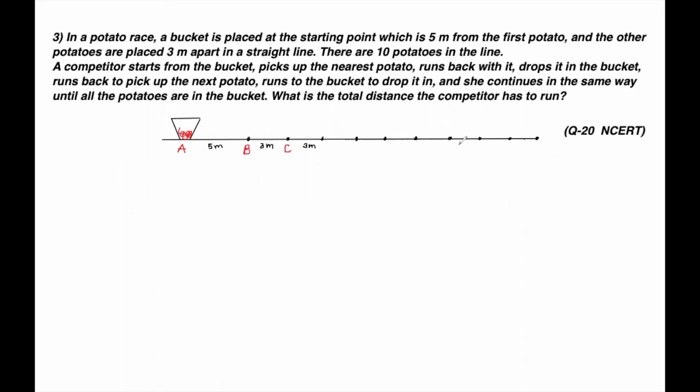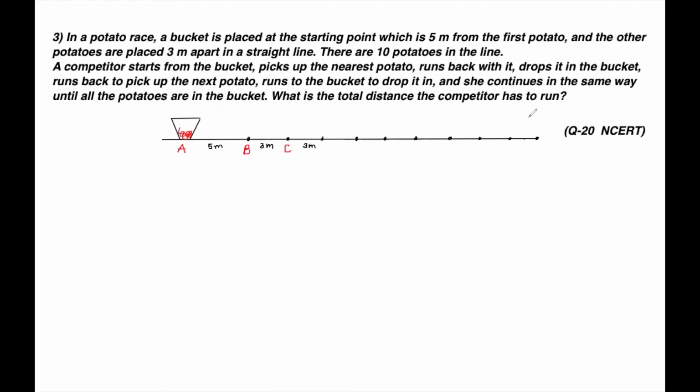Fine. Let's proceed ahead. Now there are 10 potatoes in a line. So overall there are 10 potatoes, which are kept in a straight line. A competitor starts from the bucket, picks up the nearest potato, runs back with it and drops it in the bucket, runs back to pick up the next potato and runs to the bucket to drop it in. And she continues in the same way until all the potatoes are in the bucket. Now, what is the total distance the competitor has to run?